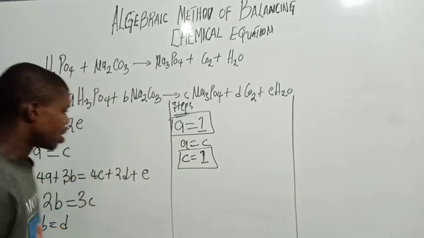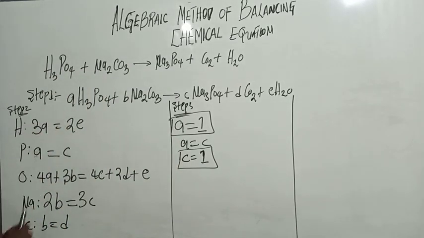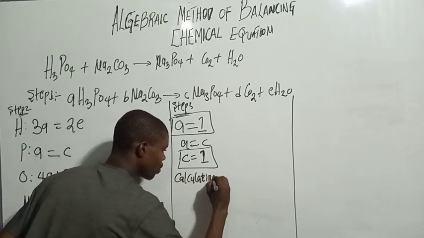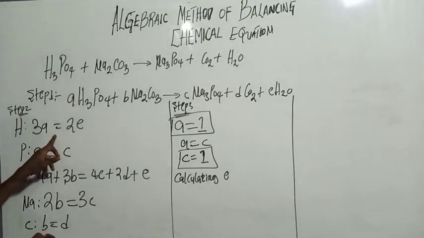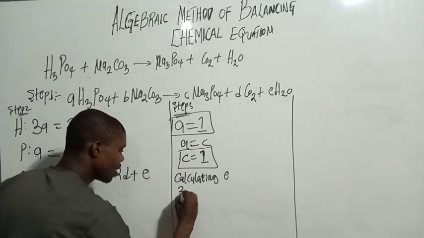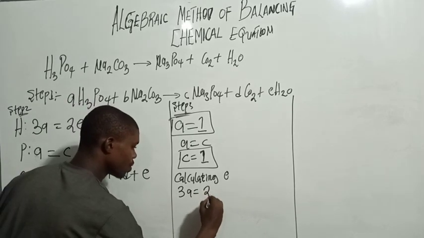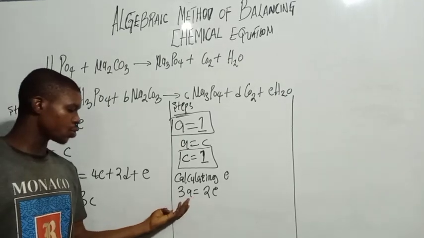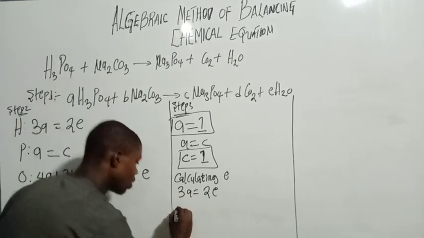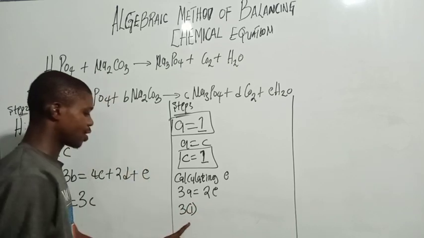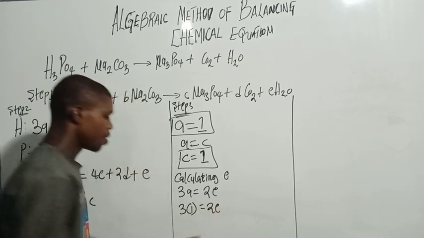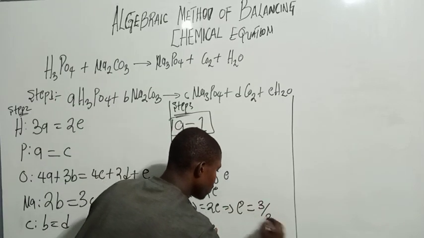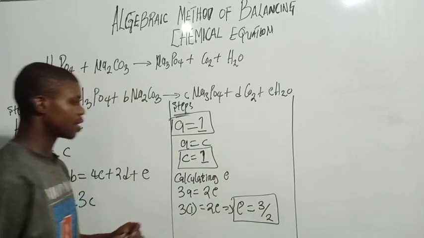Do you understand? The next thing you want to do here is to calculate your E. If you calculate E here, it will be 3A equals 2E. Remember my A is 1, so I'm going to input 1 here. So 3 times 1 equals 2E. Making E the subject of formula, E is going to be 3 over 2. Just that.